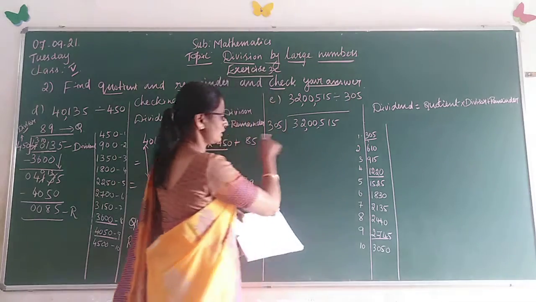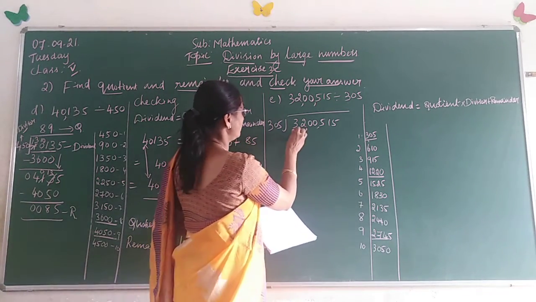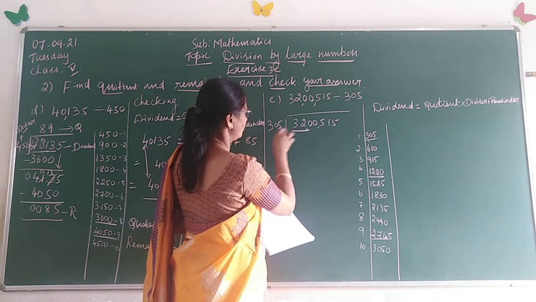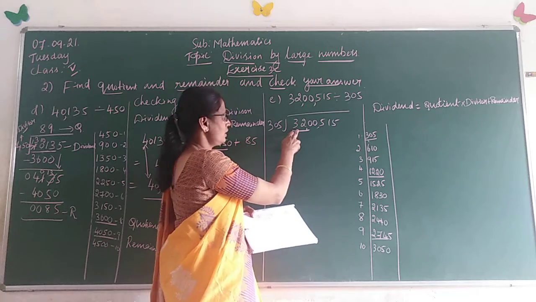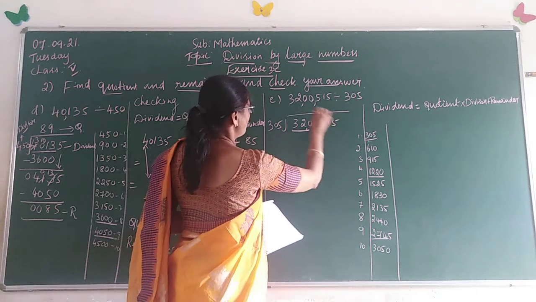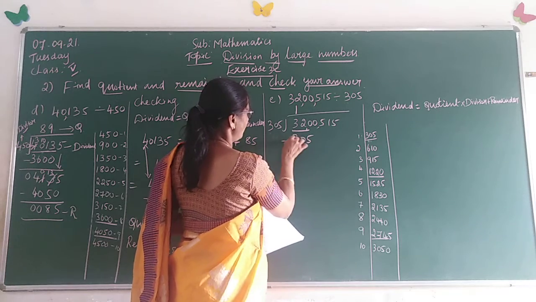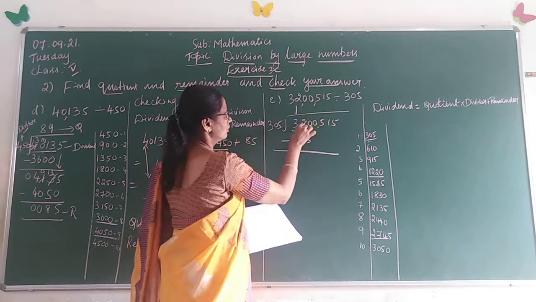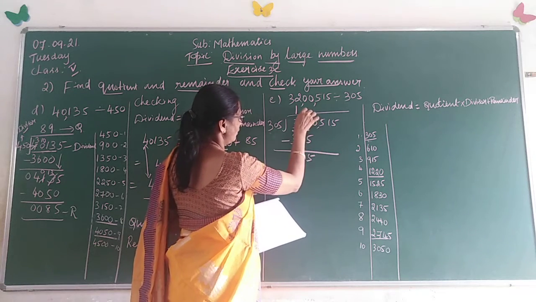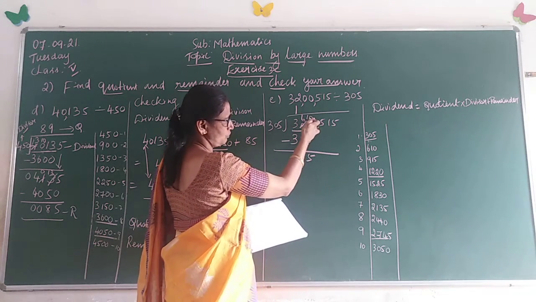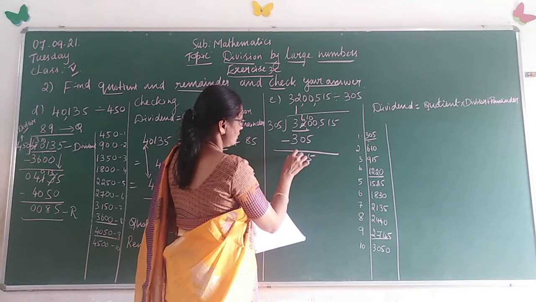Now we will divide, children. 305. So here, 3 digits you take. 325. So how many times it will be? 325, 305, one time. So one time, 305 is 305. Minus it. Here, 10. 10 minus 5 is 5. Here, 1. No, children. 1 minus 0 is 1. 3 minus 0 is 3.